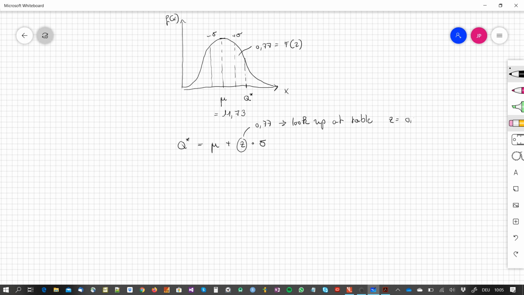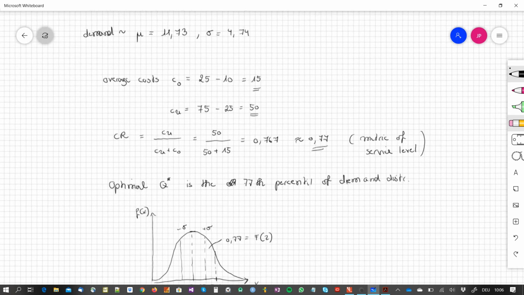So Z equals 0.74, and if we plug in our values, then we get the following order quantity, that is 15.24. So in total here we can round up because we normally want to have not too little, rather too many. But in this case, it's sufficient to have 15 copies.